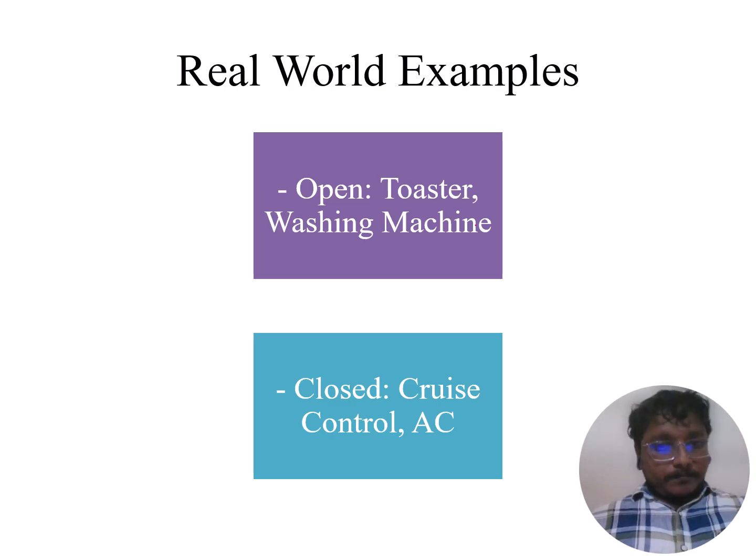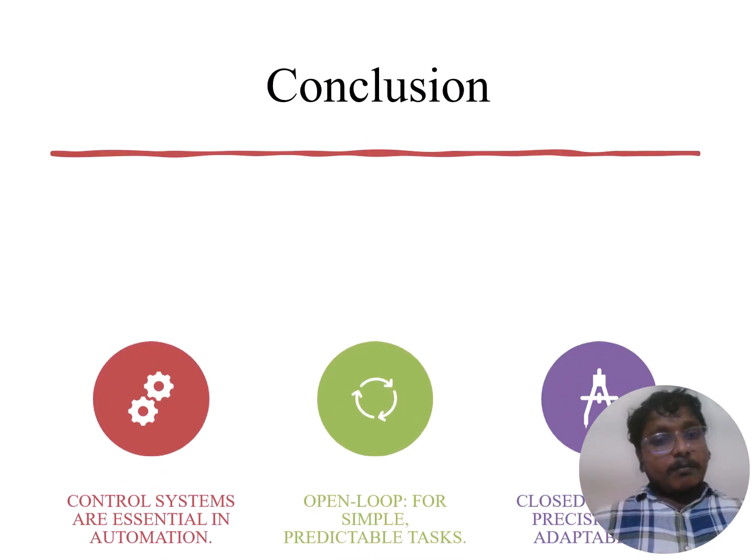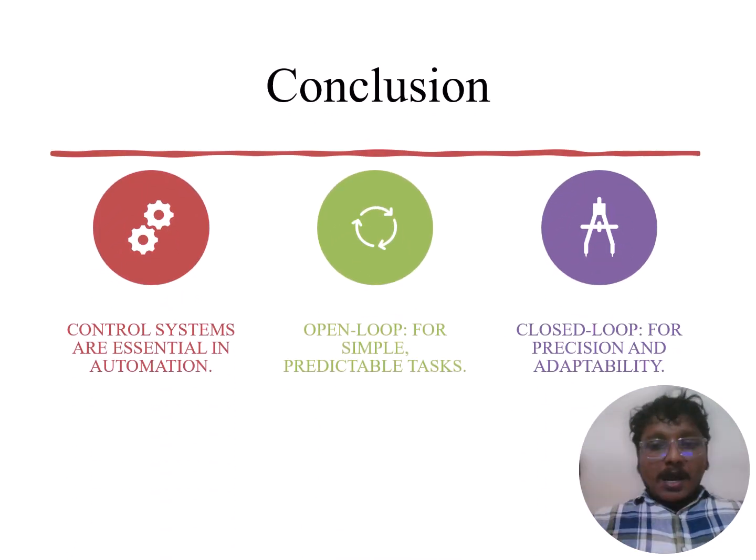So the next one is, just a second, real world examples. And the next thing is the conclusion, the end of this open loop and closed loop comparison.